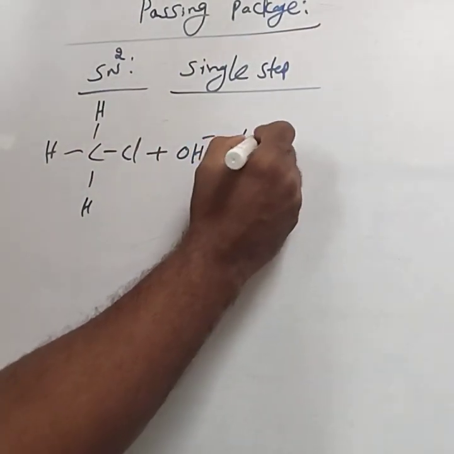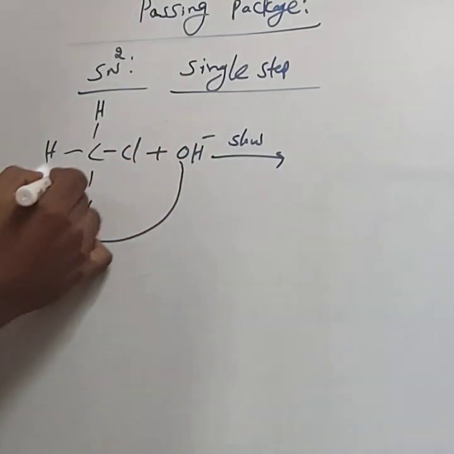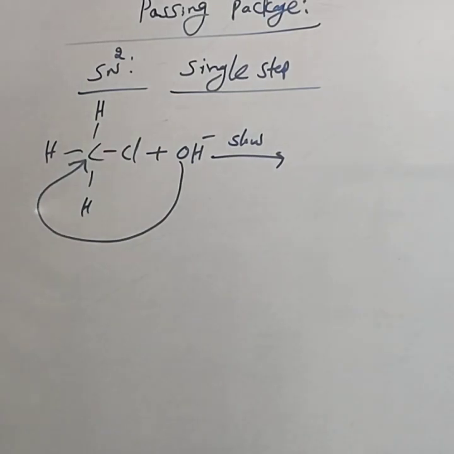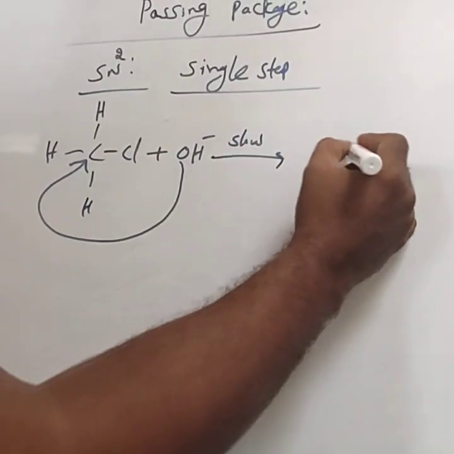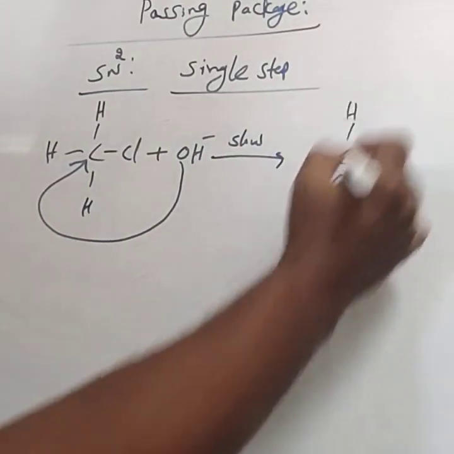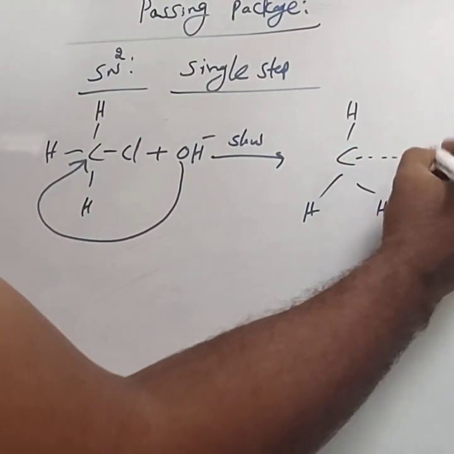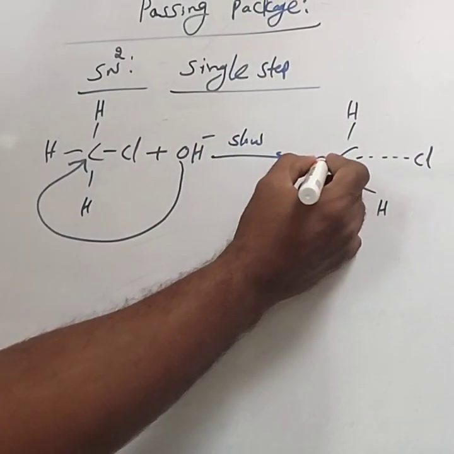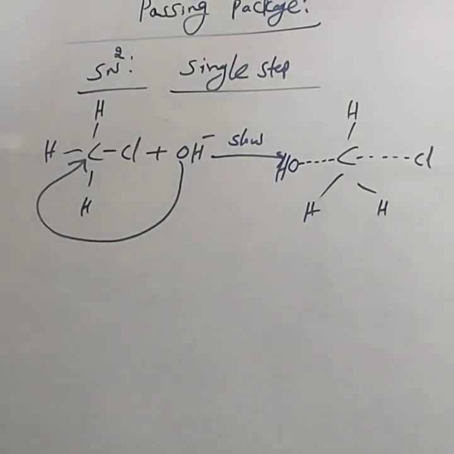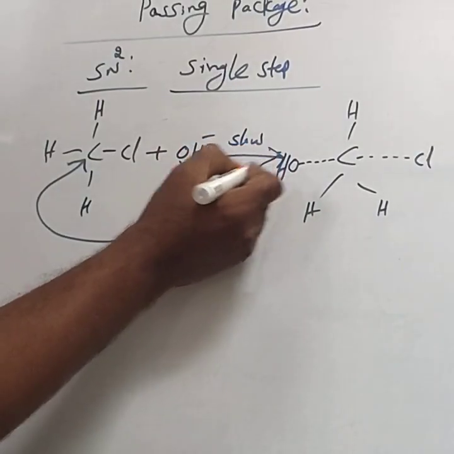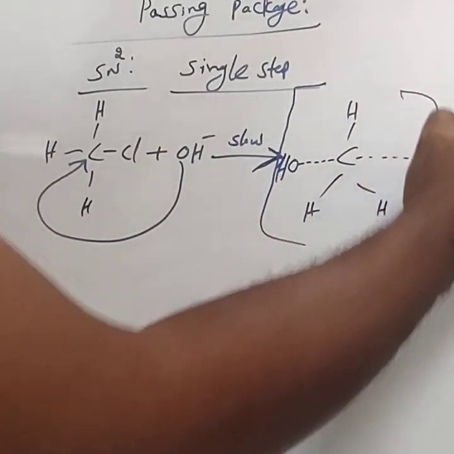This one is the slow step. In the SN2 mechanism, the nucleophile gets added from the side opposite to the chlorine atom. That results in the formation of a transition state. In this transition state, the C-Cl bond is partially broken and the new C-OH bond is partially formed. This is called a transition state.